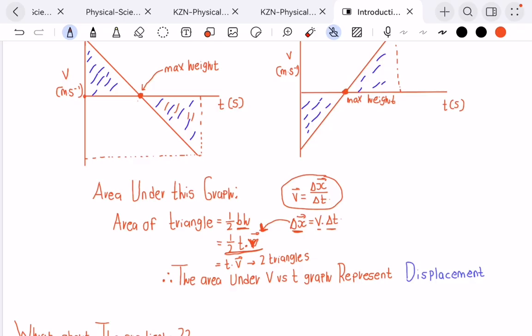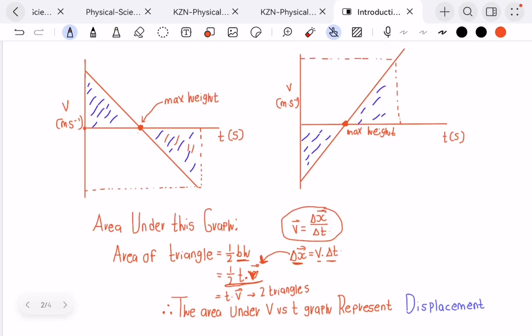So this basically means that the area under the velocity versus time graph represents the displacement of our object in that section. For example, from this time to this one, if I find the area of this, it's going to represent the displacement of my object from this position to this position. So the area under the graph of velocity versus time represents displacement.